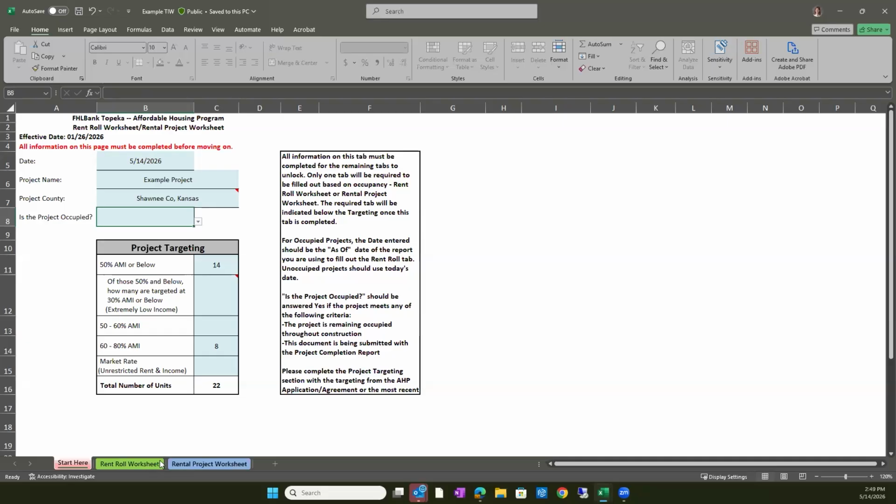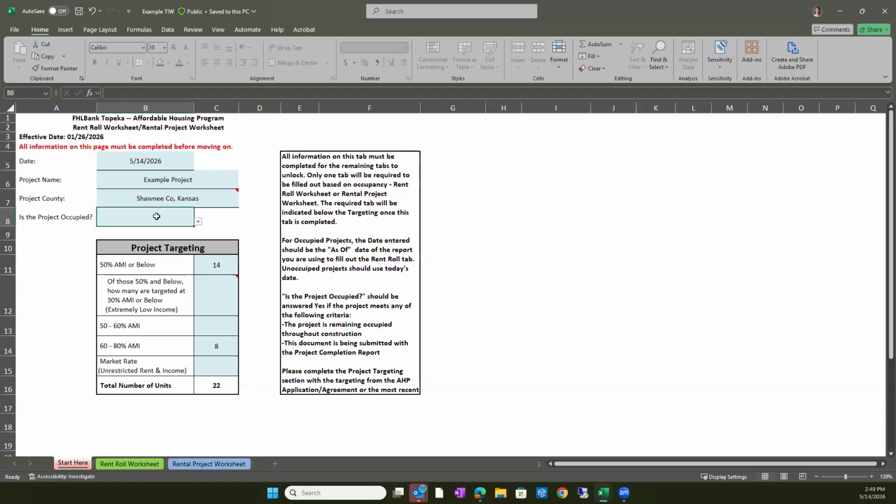You will not be filling out both of these tabs. You will only have to fill out one, and the Start Here tab will tell you which one you need to fill out. So please note, it is intentional that you can only fill out one of these tabs. You'll fill out the basic information at the top for the project. Again, this should match what's entered in your application.